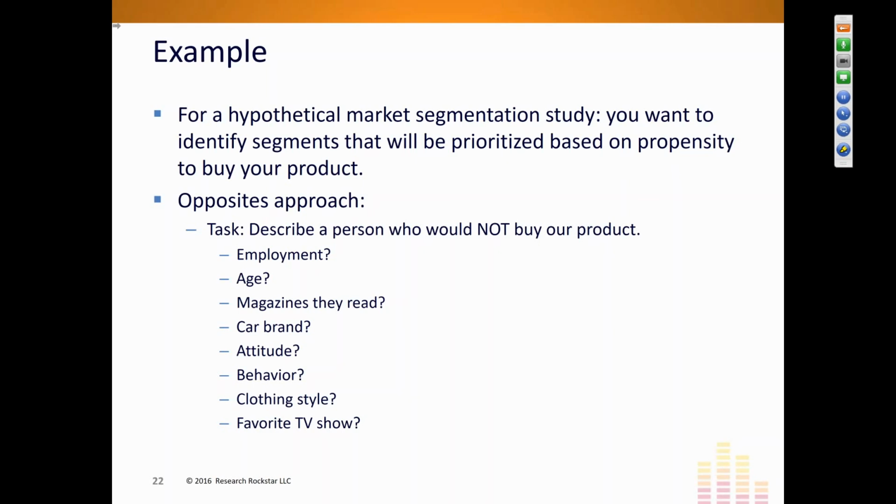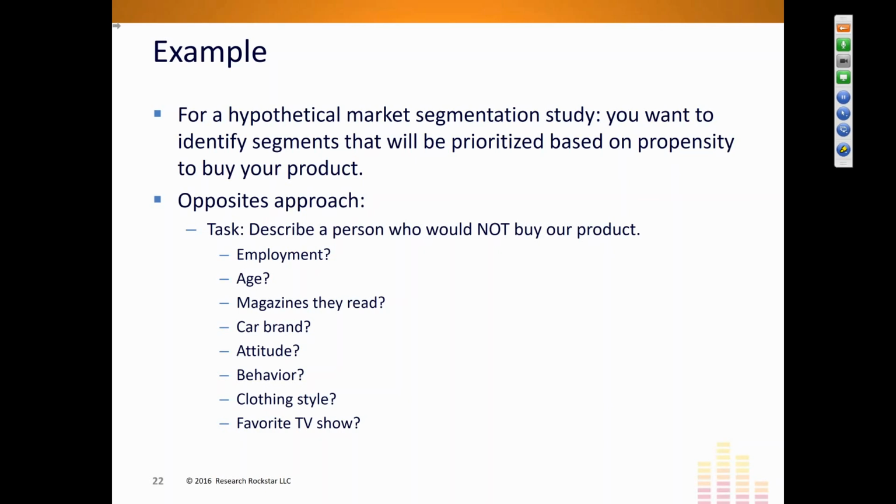In this case, what I might do is I might say, describe a person who would not buy our product. What's their employment? What's their age? What magazines do they read? What car do they own? What are their attitudes about this product category? What are their behaviors about this product category? What kind of clothes do they wear? What's their favorite TV show? So rather than focus on who would buy our product, let's talk about who doesn't buy our product.